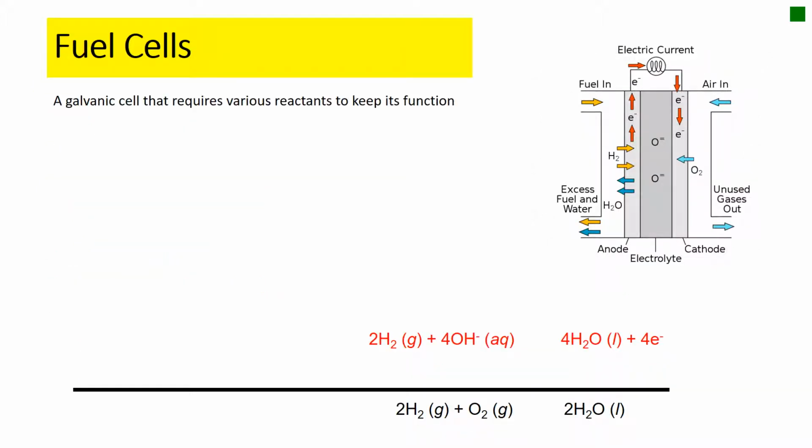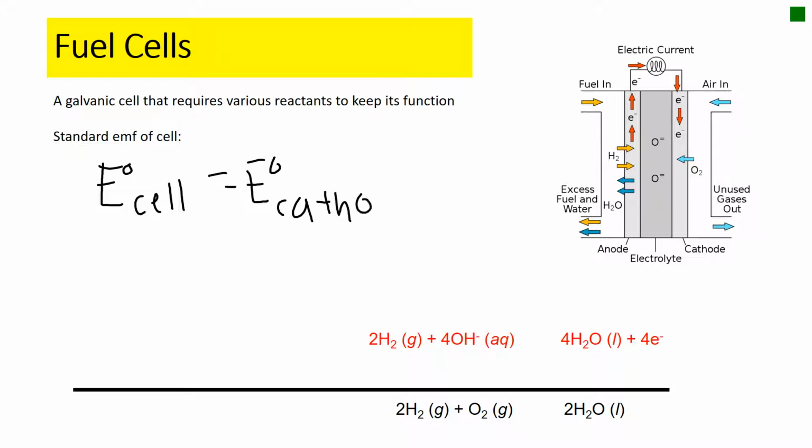Now the fuel cells. It is a galvanic cell that requires various reactants to keep functioning. The standard EMF of the cell can be calculated as follows. The equation for finding the E° of the cell is going to be equal to the E of the cathode minus the anode.